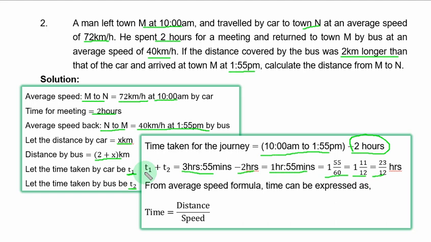That is the first journey by car, and the second, the coming back by bus. From the average speed formula, time can be expressed as t equals distance over speed, because we know the entire time for the journey. We know the speed, but the distance is unknown. So using the information about the time and speed, we can get the distance.